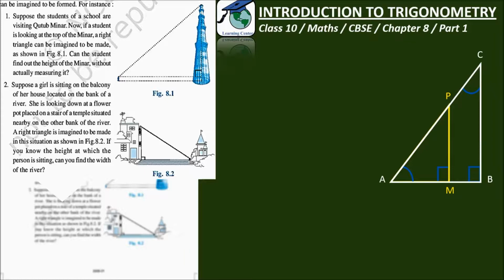We can imagine a right angle triangle like this. Now I know the angle, I know this distance, that is the hypotenuse. So using trigonometric ratio I can find the height of Qutub Minar. Next example of river and temple. If I need to find the width of the river, again I can imagine a right angle triangle. Now again with the same instrument, if I know the angle and this distance, which is nothing but the hypotenuse, then again I can use trigonometric ratio to find the width of this river. So with the help of trigonometry we can find those distances which are far away and difficult to measure.